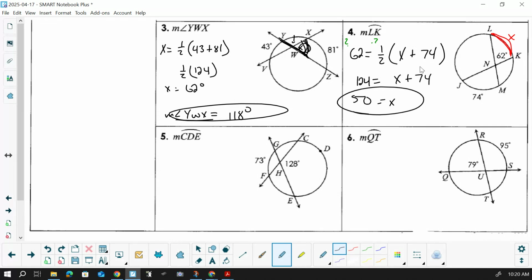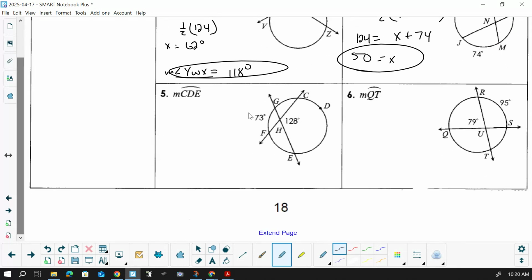And that's arc LK. CDE. CDE is what we're trying to find. I'm going to put an X. CDE is this arc right here. Okay, so that arc plus the other arc, those two arcs, plus 73 times 1/2 equals the angle in the middle. Okay, do you remember what we did just over here? Multiply by 2. 128 times 2, 256. Subtract 73 from both sides, and we get 183.